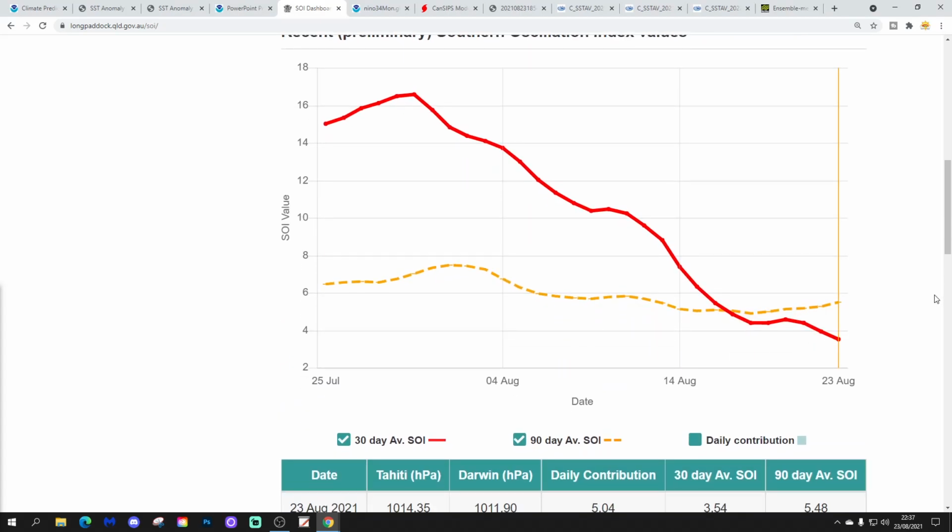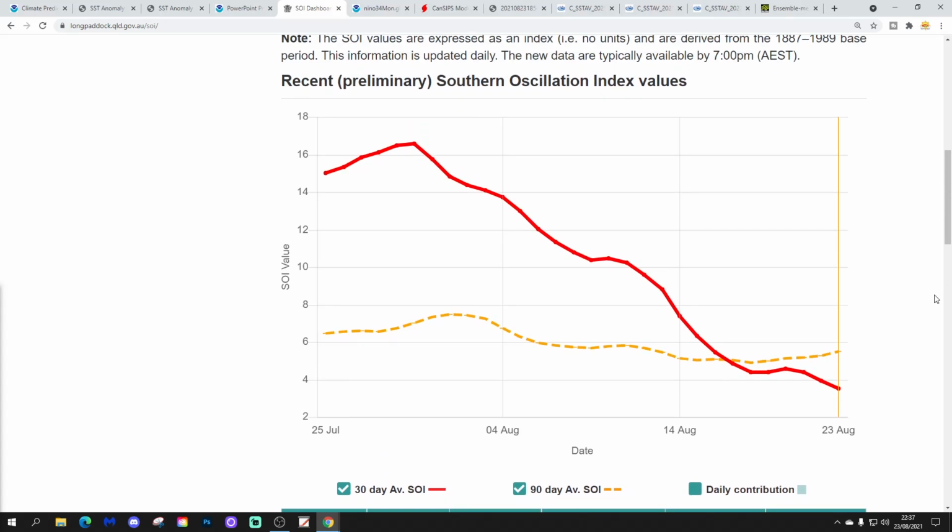So we can see that the SOI 30-day average has reduced quite significantly. Back in late July, we were up here, very, very positive with the SOI 30-day average. Where we are right now is down there. So we're still positive, but only weakly so. We're at around plus 3 to plus 4.